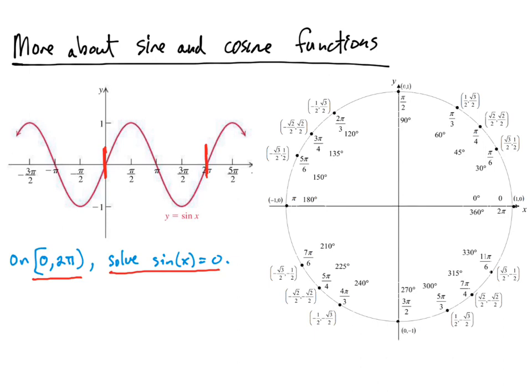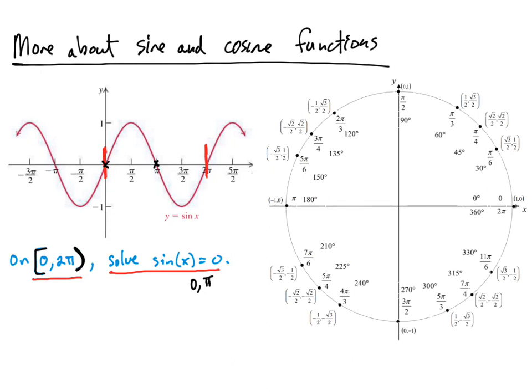And because we have a square bracket on 0, we're going to include 0, but the parenthesis means we don't include 2 pi. So where within this interval does the graph hit 0? Well, it hits 0 here and here. So we would say that the solutions are 0 and pi. We don't include 2 pi because 2 pi is not included in this interval.